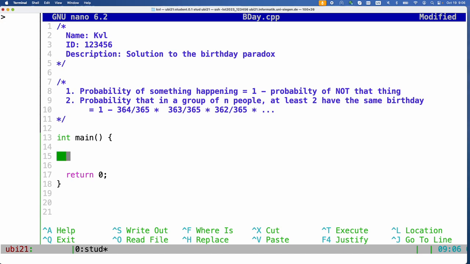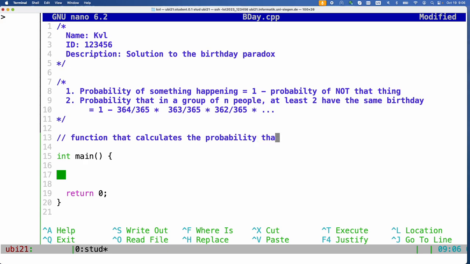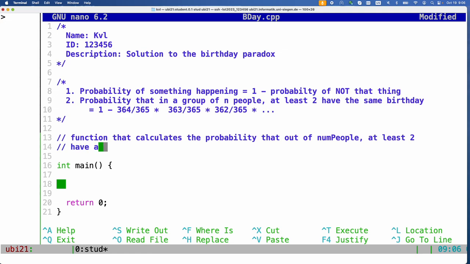All we have to do is solve that as a programming part. For that, I'm going to create a function first. What that is, you will see later, you might already know, but if you don't know this, don't worry, don't panic. I'm trying to show you just what you will be capable of in a few weeks already. So we'll get a function that calculates the probability that out of num people, at least two have the same birthday, which is basically calculating the birthday paradox for us.